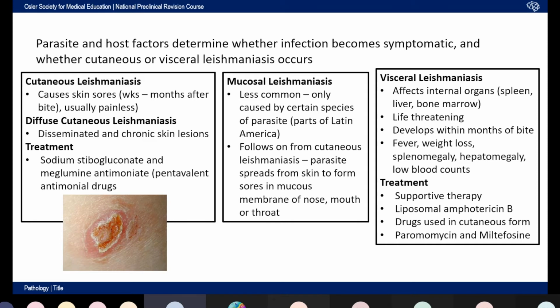Some of the symptoms are listed there, so it's just not good. The treatment for this includes supportive therapy, which means addressing the nutritional status of the patient, addressing anemia, and preventing secondary infections. And then also some of these drugs listed here.